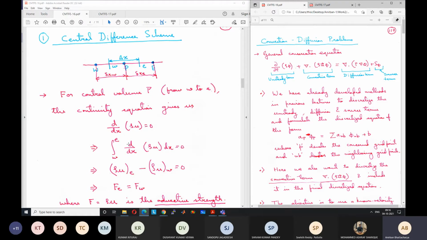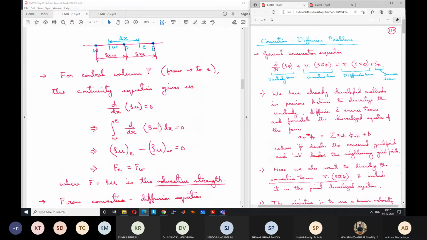And we have to remember the fundamental aspect of finite volume method. We need to integrate the governing equation over the control volume. That is the fundamental aspect of finite volume method, right? So we will be integrating it over the control volume. Here is a 1D control volume. It goes from small w to small e. So going from w to e, d dx of rho u dx equal to 0, which means this integral can be written as rho u at east minus rho u at west equal to 0.